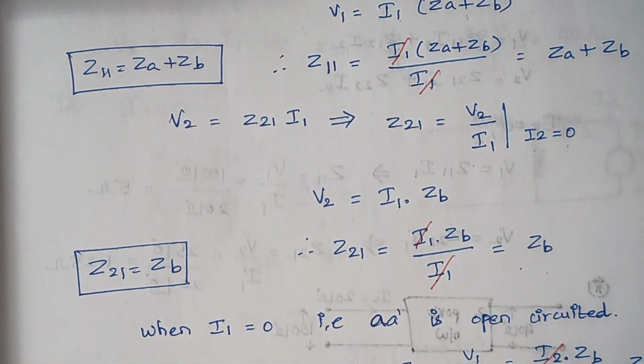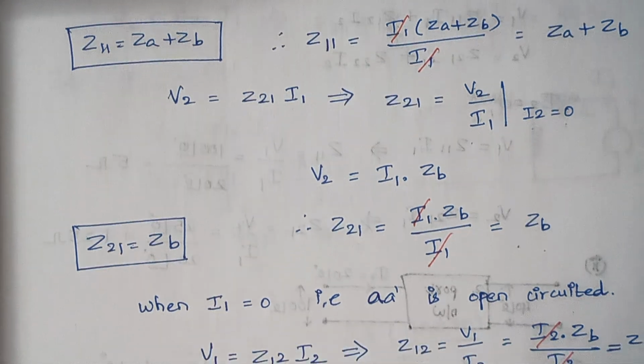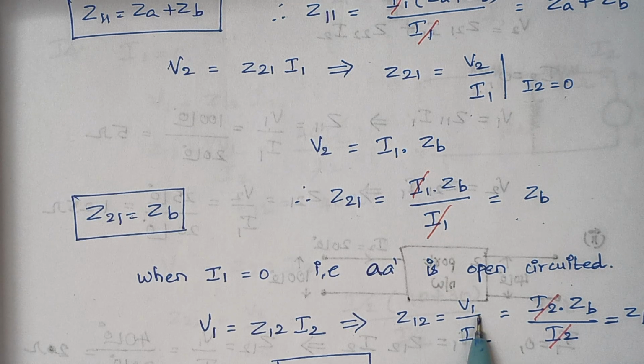You see here A dash is open circuited, therefore I1 is 0. So V1 is given by Z12 I2. So Z12 is nothing but V1 by I2. Now we are going to calculate what is the value of V1 from the circuit diagram.